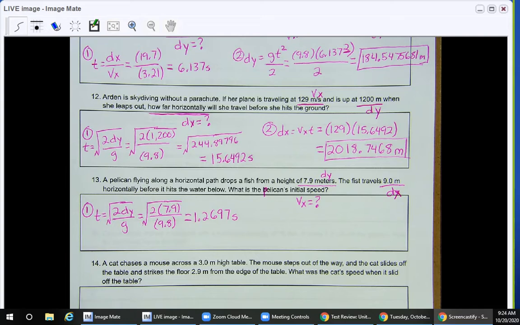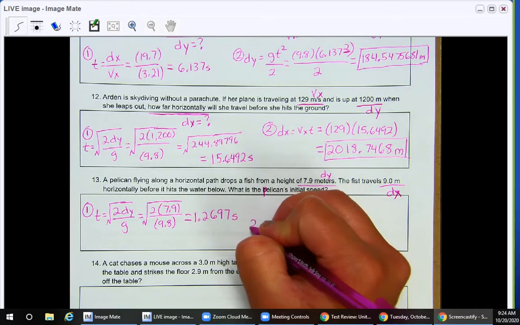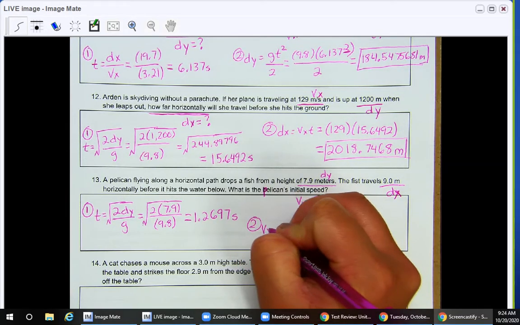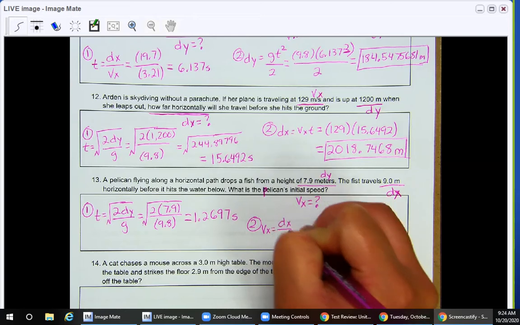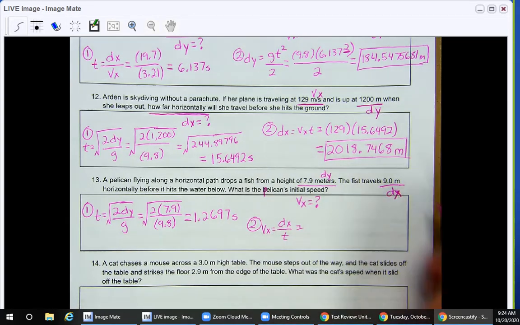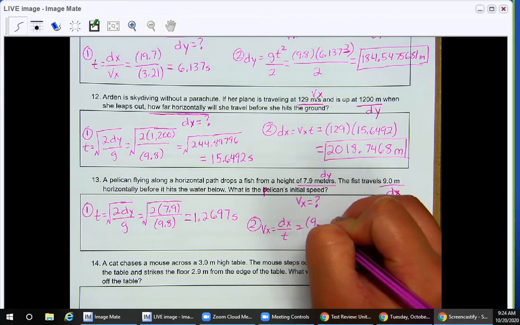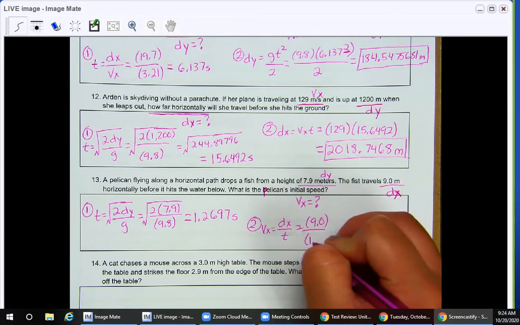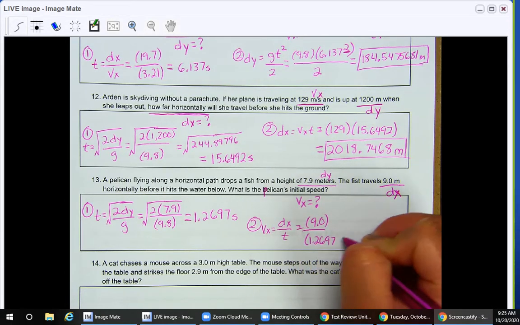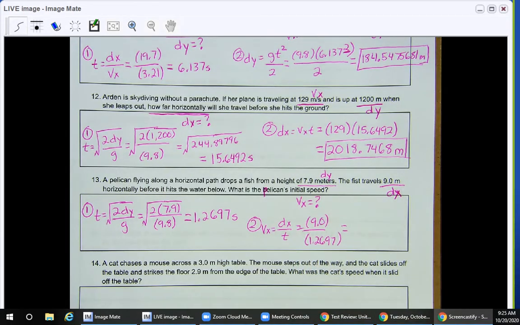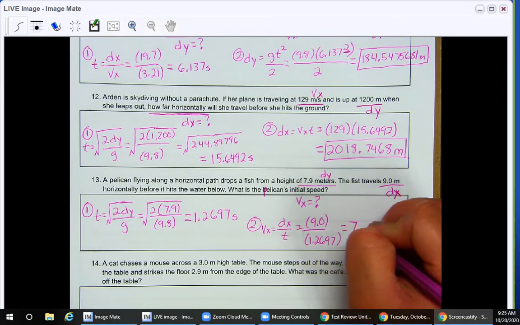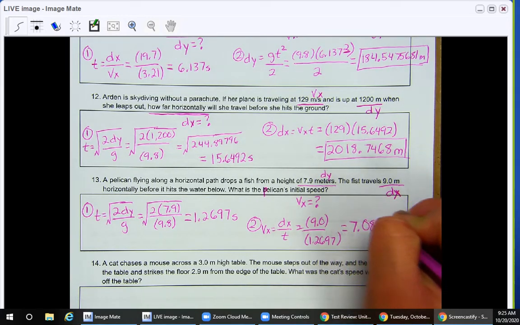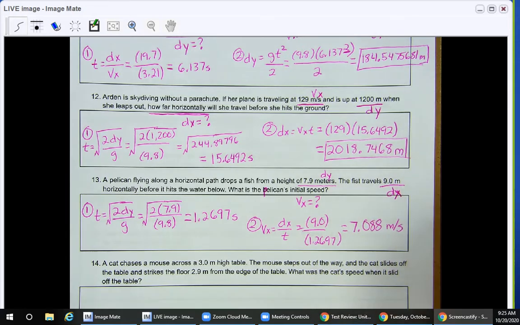Now you can use your time to find Vx. Vx equals dx over t. Dx in our problem was 9 meters. Time we solved for was 1.2697. Our final velocity was 7.088 meters per second.